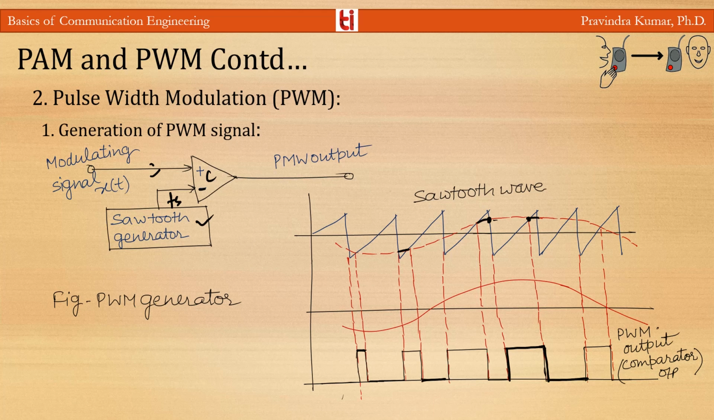Here in the figure you can see that the leading edge of the PWM waveform coincides with the falling edge of the ramp signal.